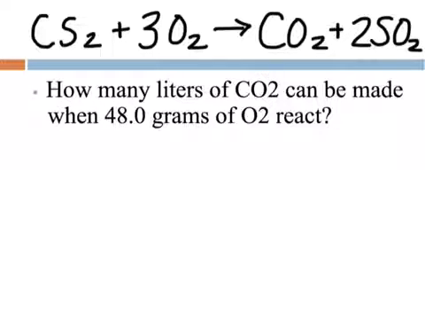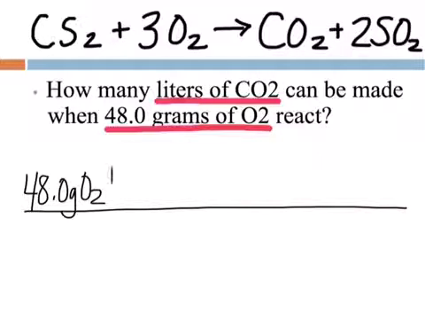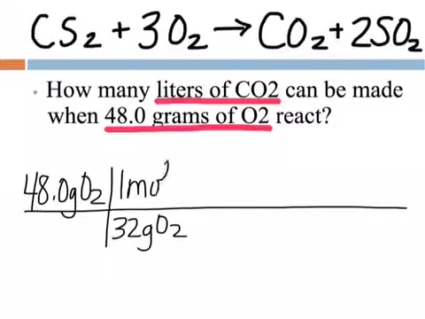Last problem of the day, how many liters of CO2 can be made when 48.0 grams of O2 react? So we always start with what we know, and in this case we have 48.0 grams of O2. I've got to get from grams to liters. It doesn't matter if I'm getting from grams to liters, grams, moles, whatever. I got to get into a mole. I know that there are 32 grams of O2, this is from the periodic table, for every 1 mole of O2. That's called the molar mass.